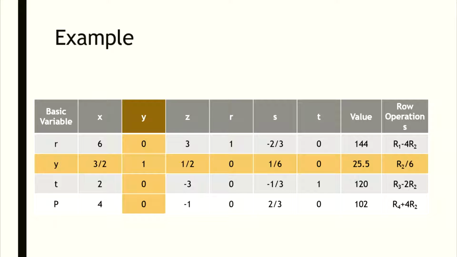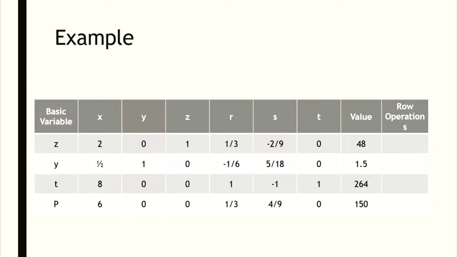This is not an optimal solution. There's still another negative element in the objective row on the bottom, -1 in the z column. So we're going to perform another iteration of the method, but I'm not going to go through that.